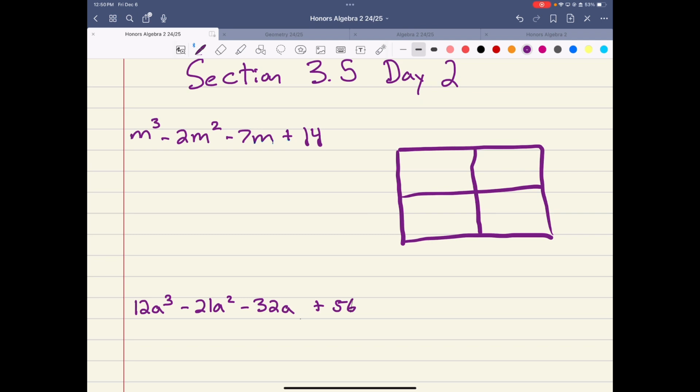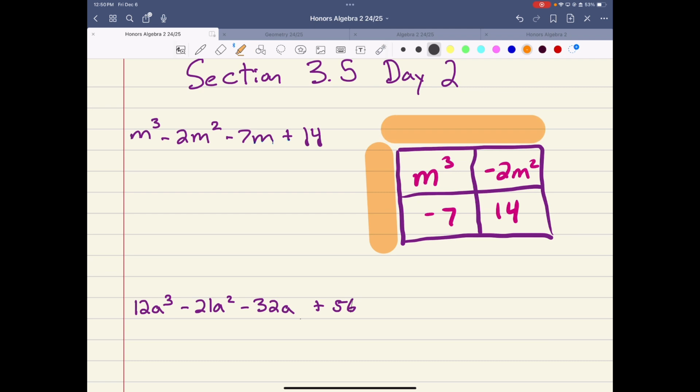So we create this box, and we did the box method when we were multiplying polynomials. And we're just going to kind of do the opposite. Instead of having the stuff on the outside, now we know what the inside's going to create. The inside's going to create m cubed minus 2m squared minus 7m plus 14. That's what the inside part of it's going to create. What we want to figure out is, what 2 binomials do we have to multiply together in order to get these?